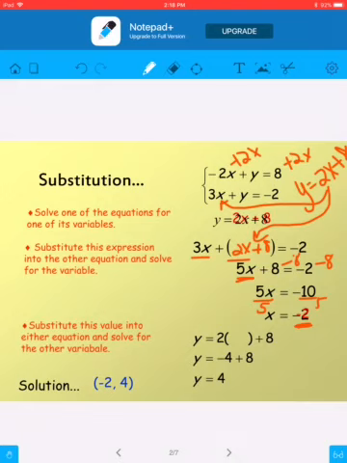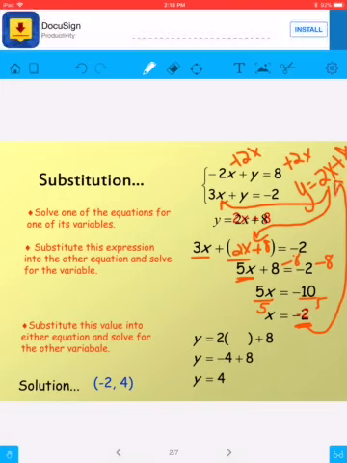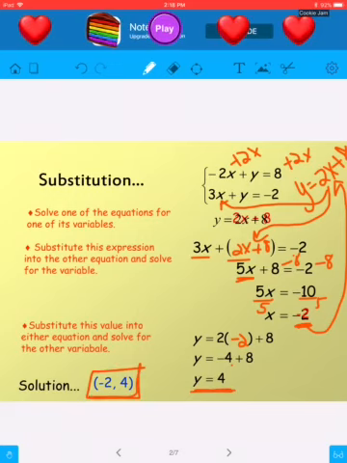Well, then with that information, I can take what x equals, and I can plug it into one of my equations and solve for y. So here, I'm using the top equation where I had y equals 2x plus 8. So I'm going to plug in negative 2 for x. So I'm going to do 2 times negative 2 plus 8, which would give me negative 4 plus 8, which would give me that y equals 4. So my solution is the point negative 2, 4.